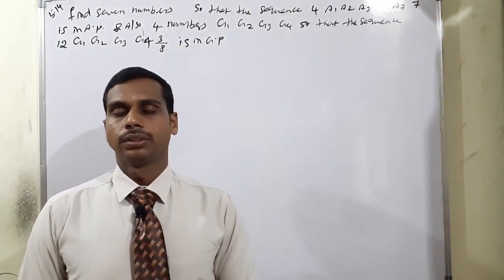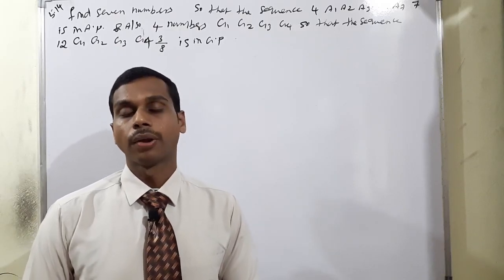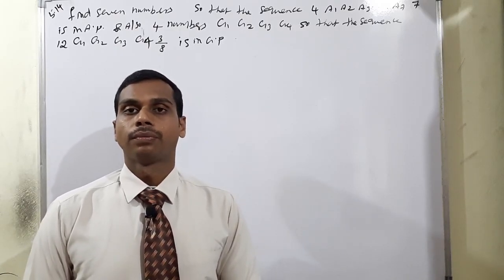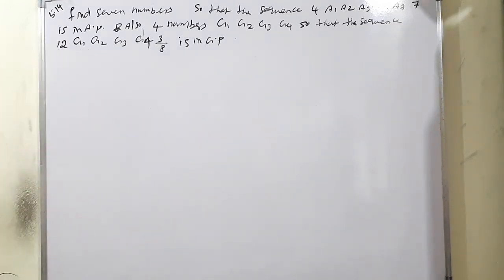Welcome to Max class. In this conversation, we are going to discuss the new chapter, chapter number 5. What is the name of chapter number 5? Binomial theorem and sequence. Okay. Now I'm moving to example 5.14.